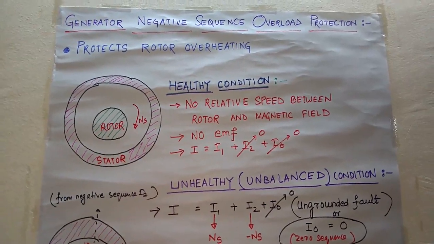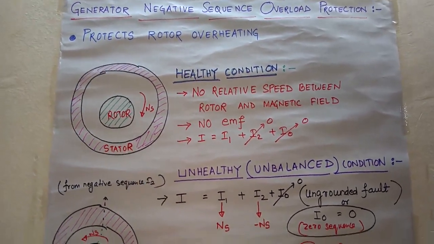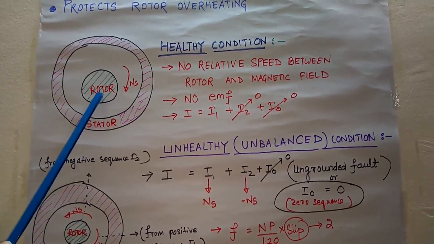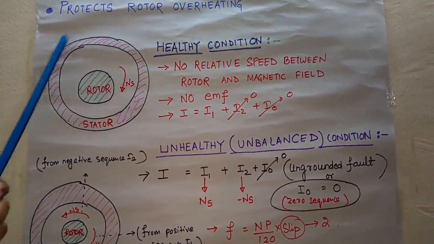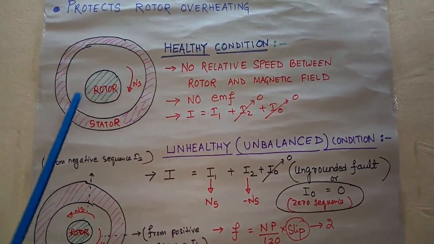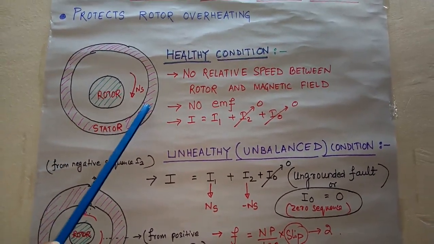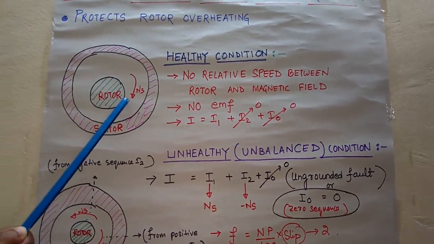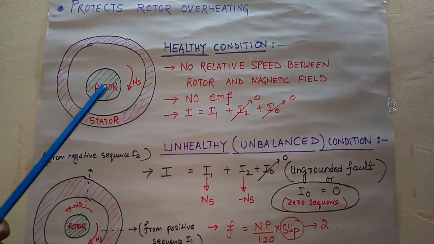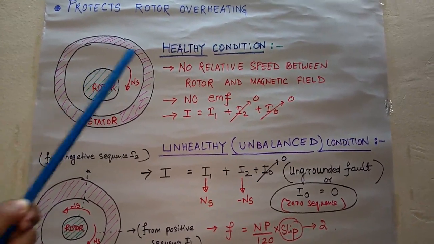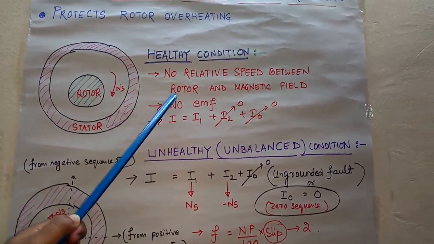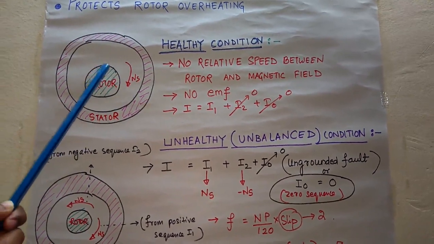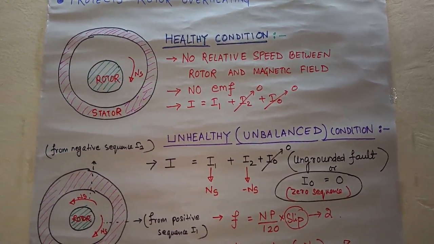Okay, so we will start with the healthy condition of the generator. In the healthy condition, you can see this is the cross-sectional view of the generator, this is the rotor, this is the stator, and this is the air gap between rotor and stator. Now this NS is the synchronous speed of the rotating magnetic field, and the same speed is also followed by the rotor. So there is no relative speed between rotor and the magnetic field. The rotor is also rotating with the synchronous speed, and the magnetic field is also rotating with the synchronous speed.